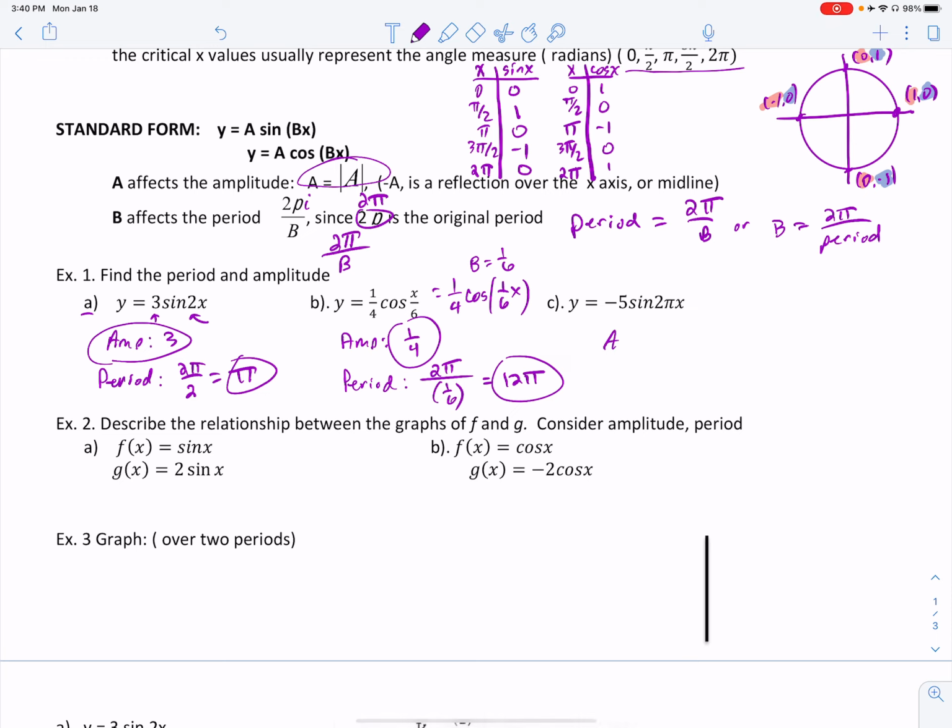In part C, amplitude is always positive, so it needs to be the absolute value of -5, and the amplitude's 5. And on this, the whole coefficient of x is B. So B in this case is 2 pi. And so the period is 2 pi divided by B, but B is 2 pi, and the period on this is 1. So we have the amplitude of 5 and the period of 1.